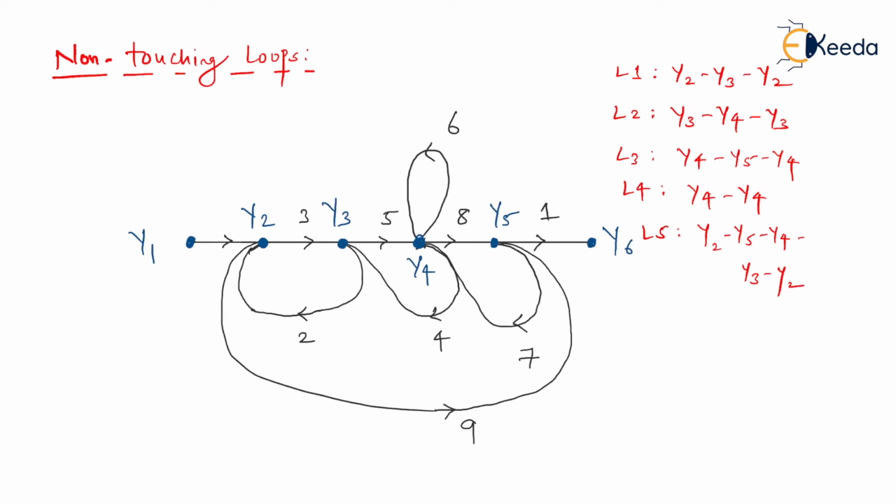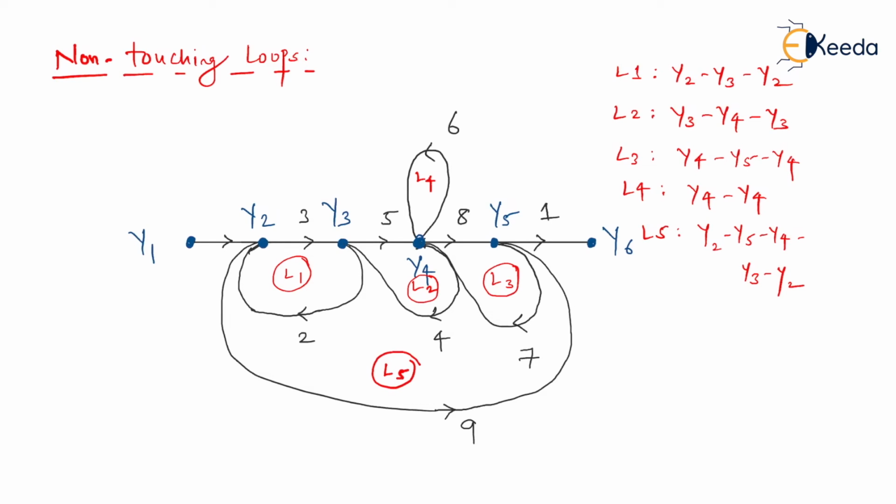Let me just name those loops. If you remember, this was loop number 1. This is loop number 2. This is loop number 3. The self loop was loop number 4. And the loop that we got from a strong observation was loop number 5.